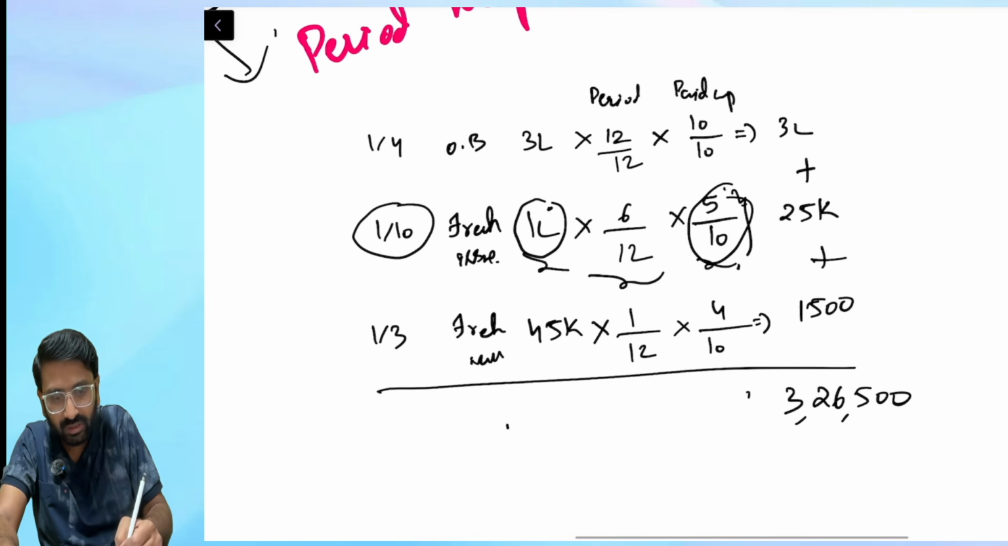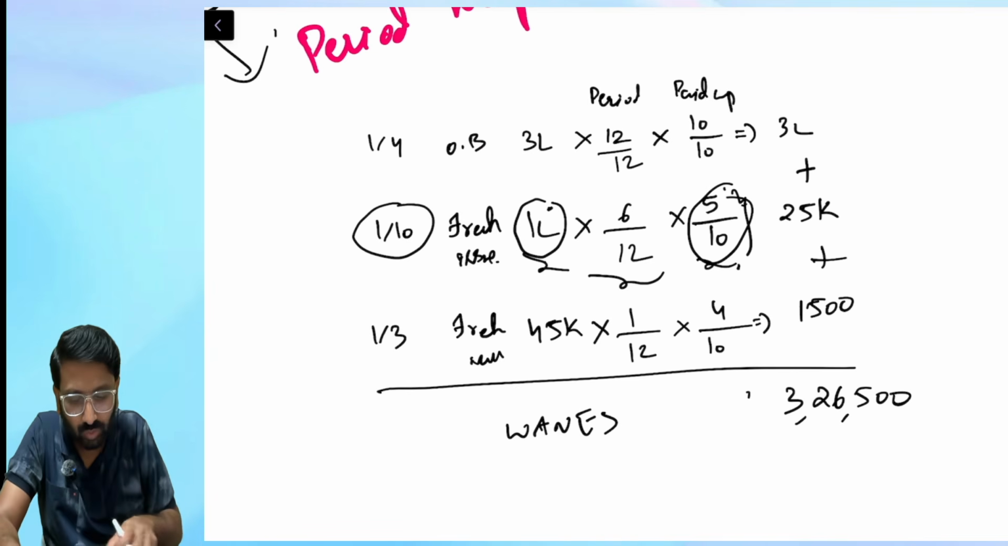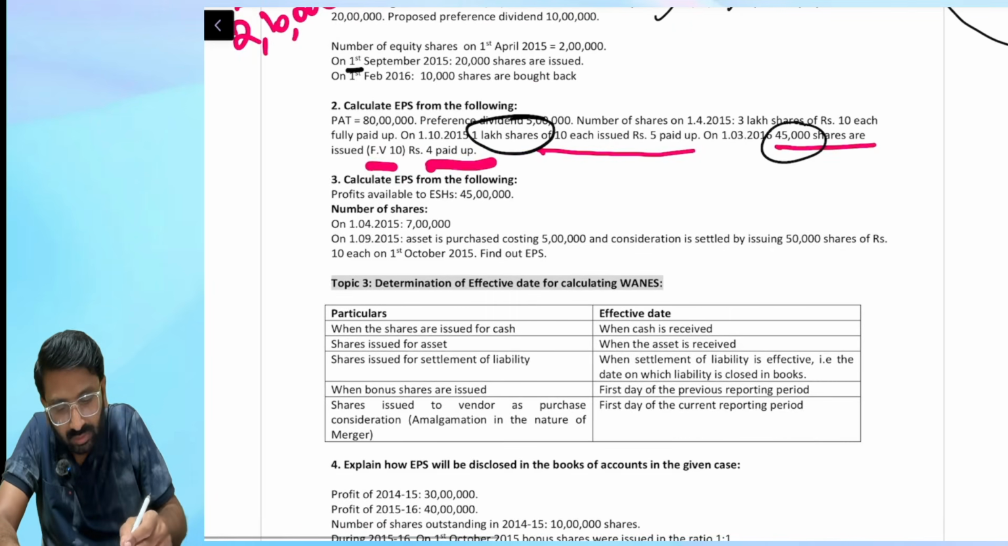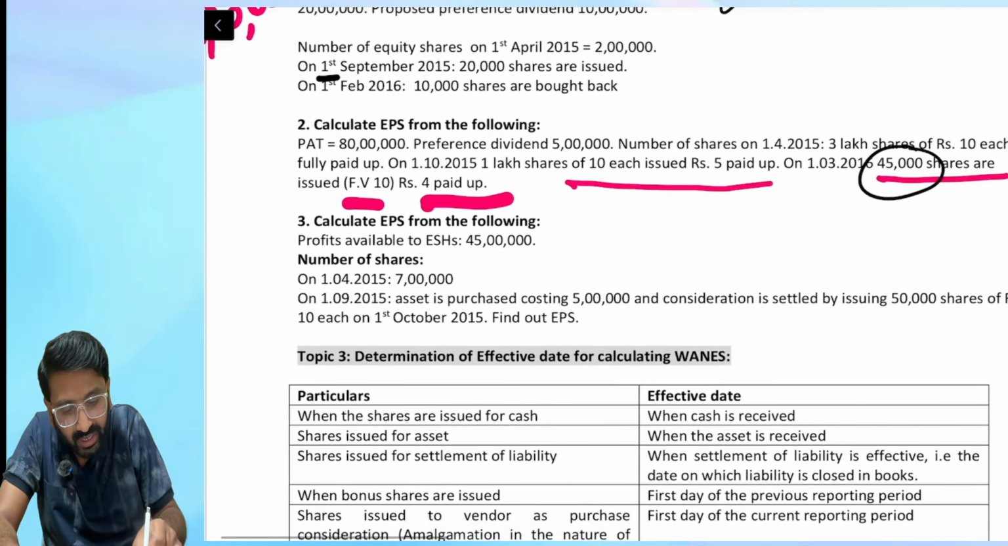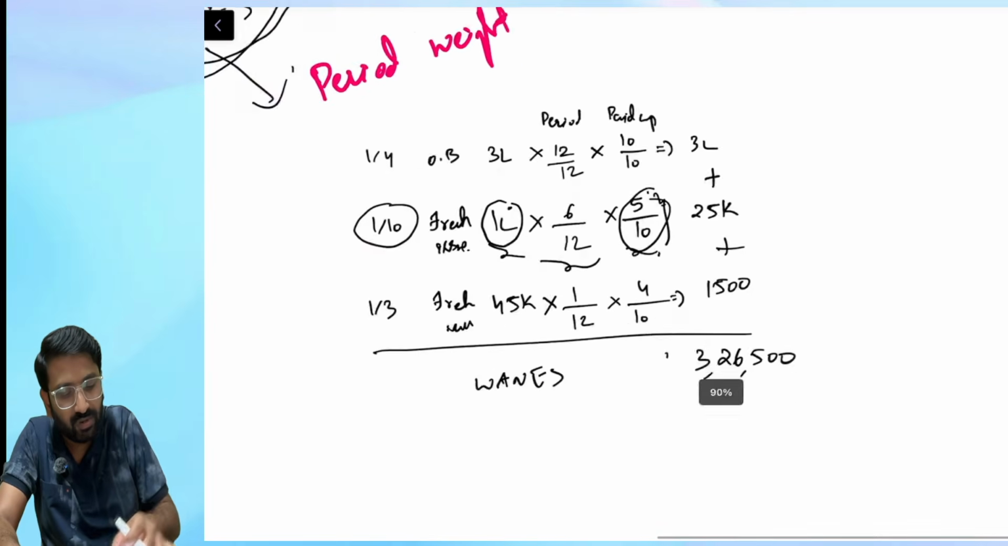Add all that, and that will give me the weighted average number of equity shares. This will be my denominator. Is that clear? And the numerator we already know. What is the numerator? We know PAT is 80 lakh. From that 80 lakhs you remove preference dividend 5 lakh. So can I say the numerator will be 75 lakh.